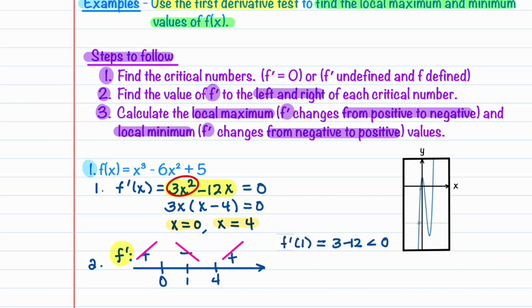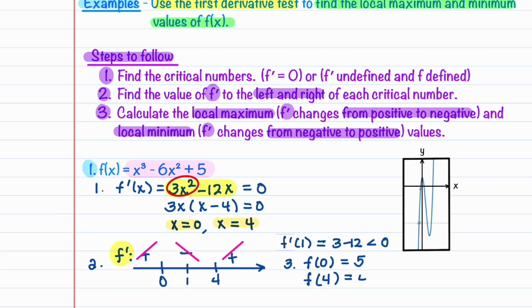Now let's look at our third step. We just have to find the value of the local maximum and local minimum. We are going to have a local maximum at 0. So let's calculate f at 0. Let me highlight this because this is what we're looking back up at to find f of 0. So f of 0 is just 5. Now let's calculate f at 4. That's where our local minimum is going to be.